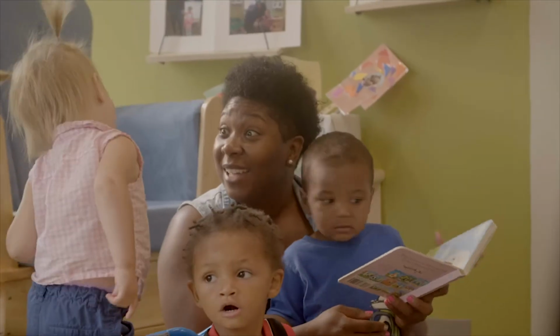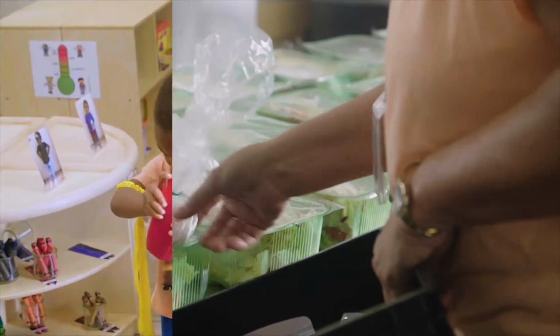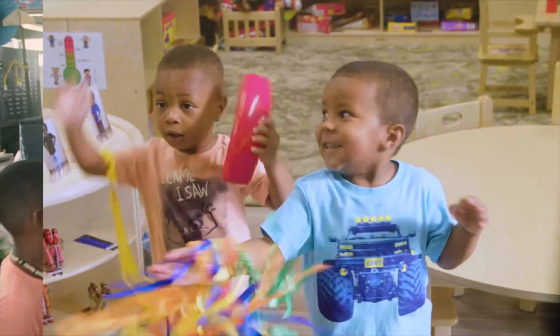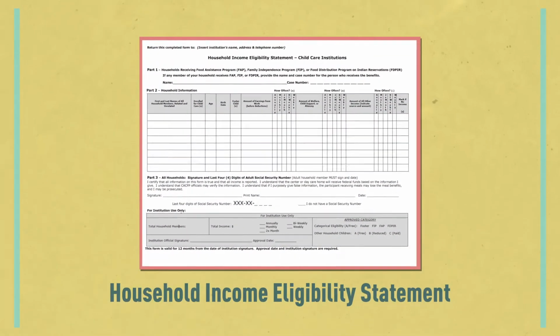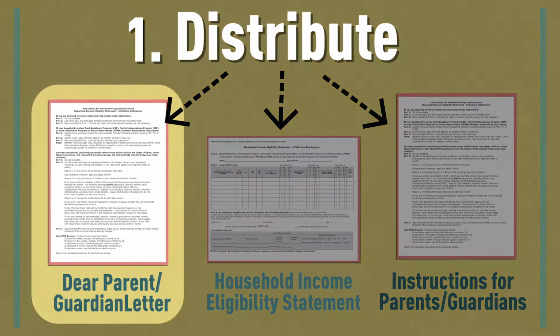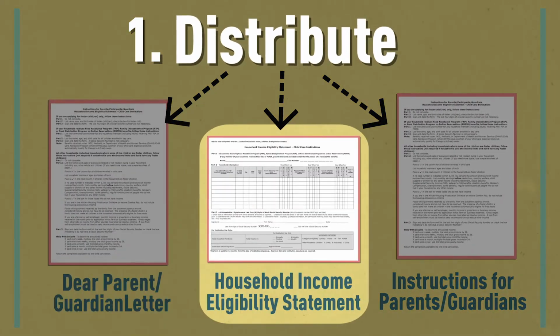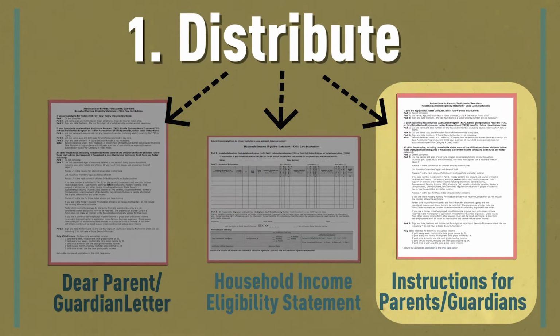Child care institutions claiming meal reimbursement are required to complete a series of tasks to determine eligibility of their participants. This is why we have household income eligibility forms. The first step is to distribute the Dear Parent or Guardian letter, the Household Income Eligibility Statement, HIES, and the instructions for parents or guardians to the families in your facility.